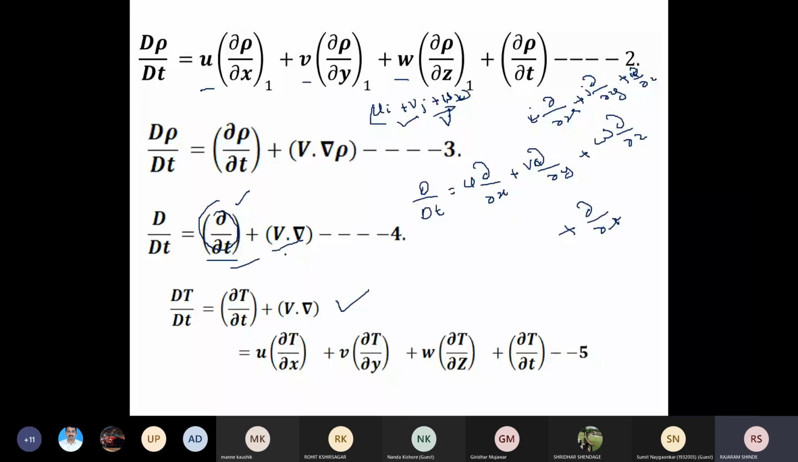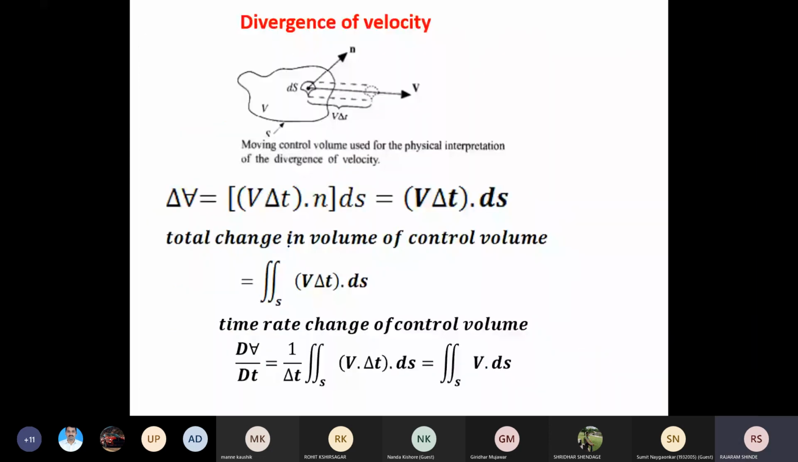Okay, that is known as the substantial derivative. Substantial derivative is the total derivative, and this has some importance in the derivation of the equations. Okay, now next is the divergence of velocity. Divergence of velocity is just like the divergence of a vector.